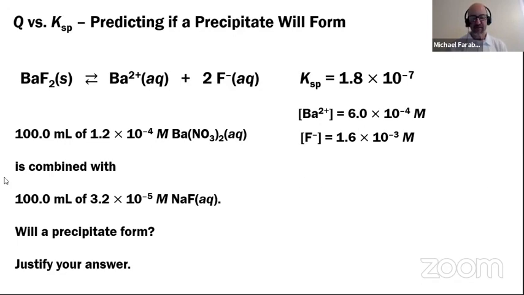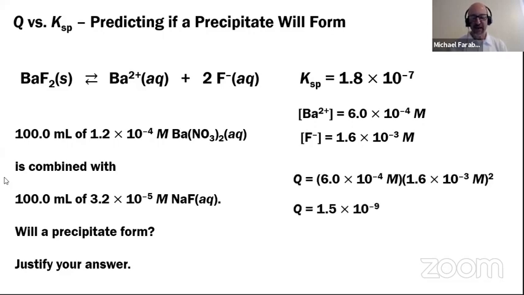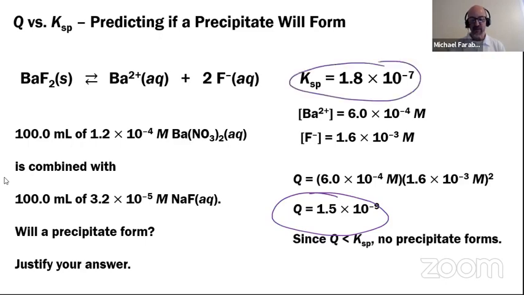So we have barium. Again, watch out for the fact that it's squared. Okay, so that's going to be barium times fluoride squared. We do that math, and we get a number, which is 1.5 times 10 to the negative 9. Now that is less than the KSP, so therefore no precipitate forms.